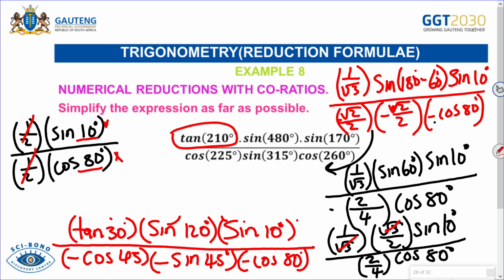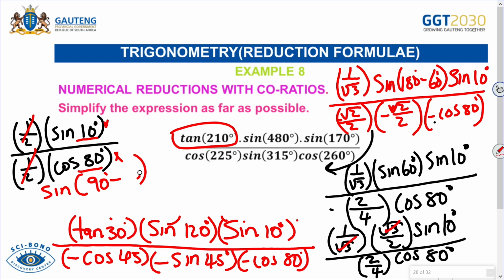So I'll be left with sine of 90 degrees. 10 degrees, it's in the first quadrant. So I can say 90 degrees minus 10. So 90 degrees minus 10, or sorry, minus 80.